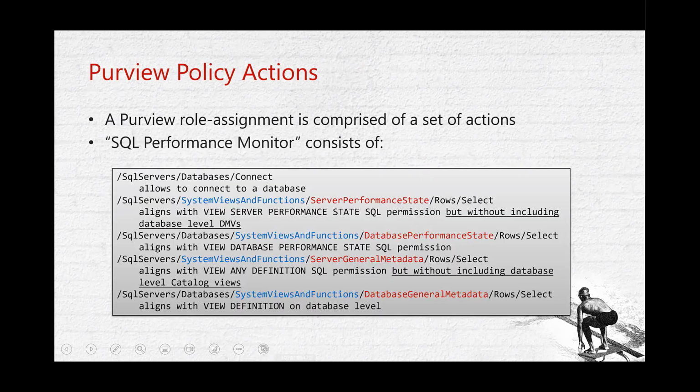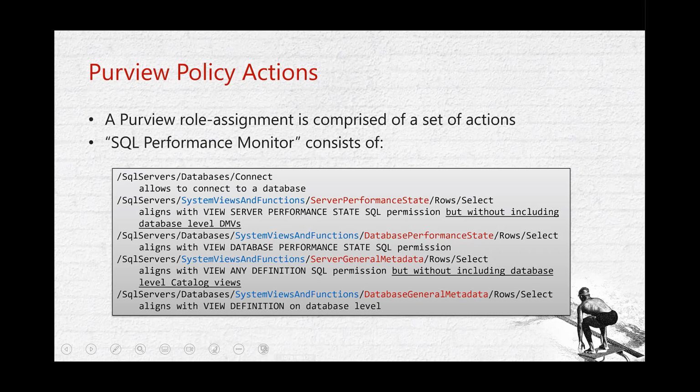So, after talking about all these actions, what does it actually look like in Purview? There's an example of how the SQL Performance Monitor role is comprised. First of all, we have defined an action to connect to a database. The technical string inside the policy looks like SQL servers databases connect: SQL servers/database/connect.